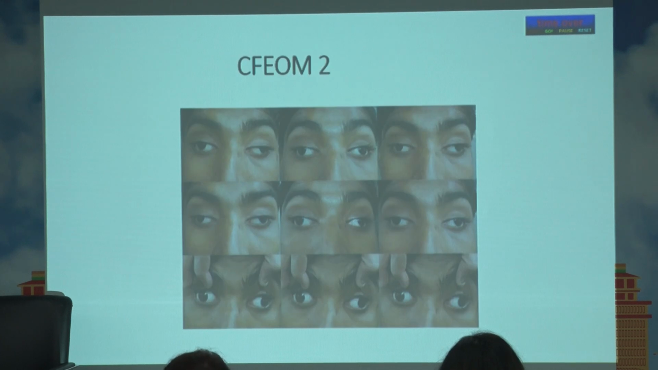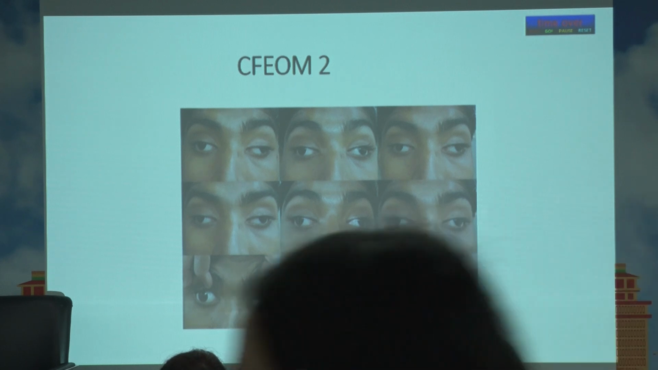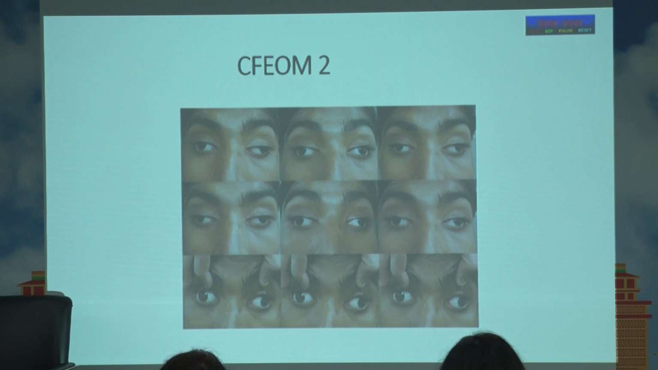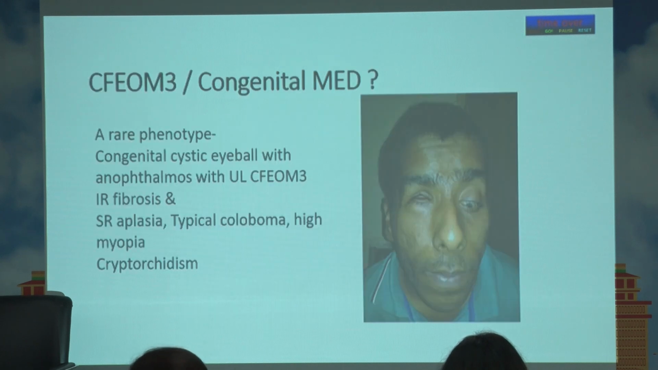This is showing CFEOM2. You can see the eyes are nailed to the lateral canthi, both eyes, because the lateral rectus is the only muscle which is left. The third and fourth are both affected. So CFEOM can affect the third primarily and also the fourth. Here the eyes are almost fixed at the lateral canthi, and this is mostly seen in Middle East countries with a lot of consanguinity. We don't see it very often here, but just to show.